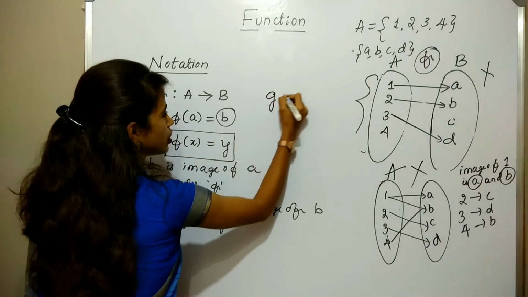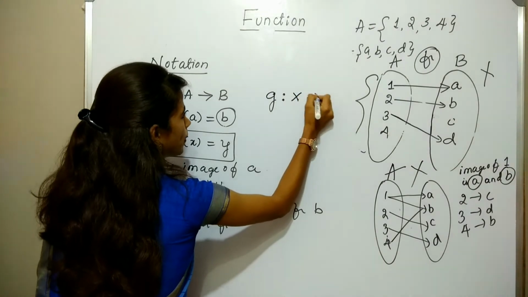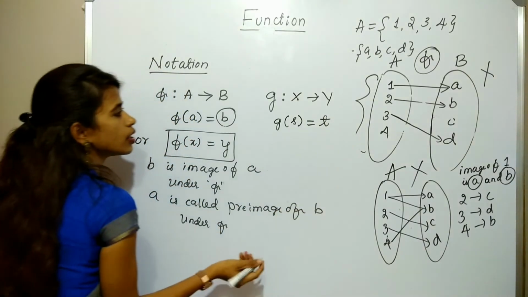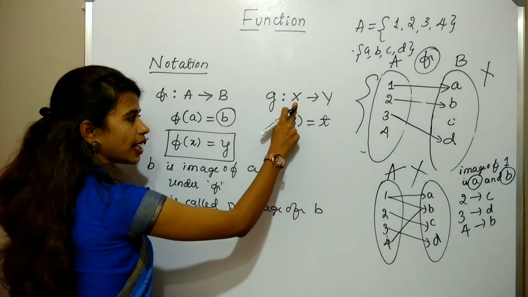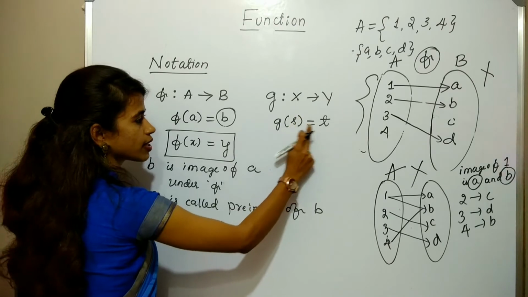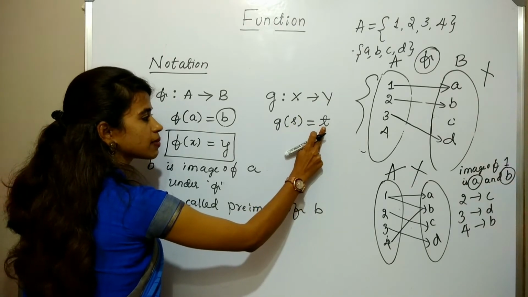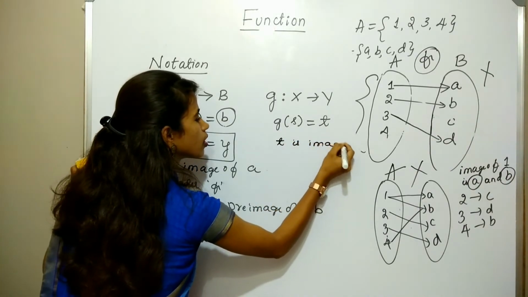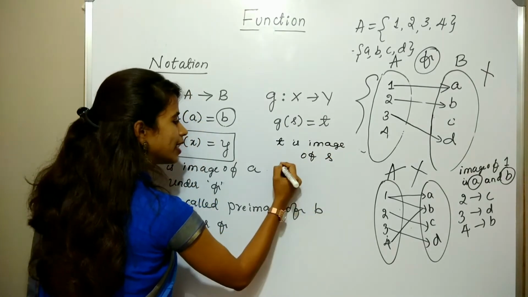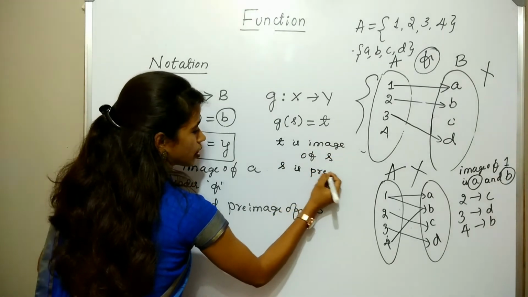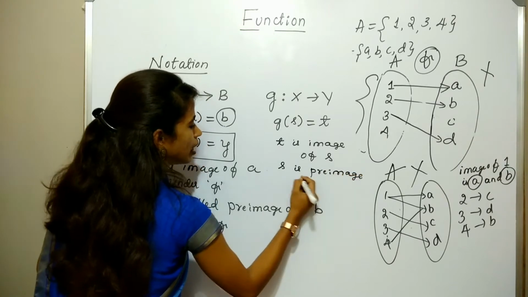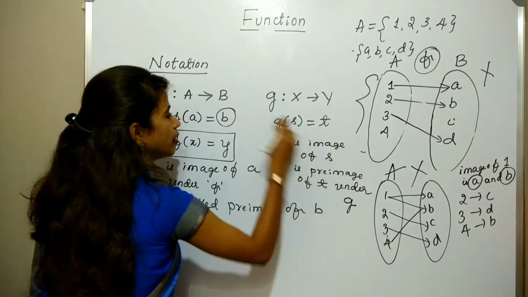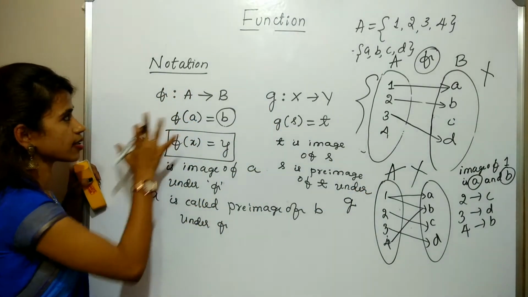If I have a function say g from a non-empty set x to a non-empty set y such that g of s is equal to t, what does it mean? It means t becomes an image of s. Here t is image of the element s, and s is called pre-image of t under the function g. Is it okay? So this is the notation.